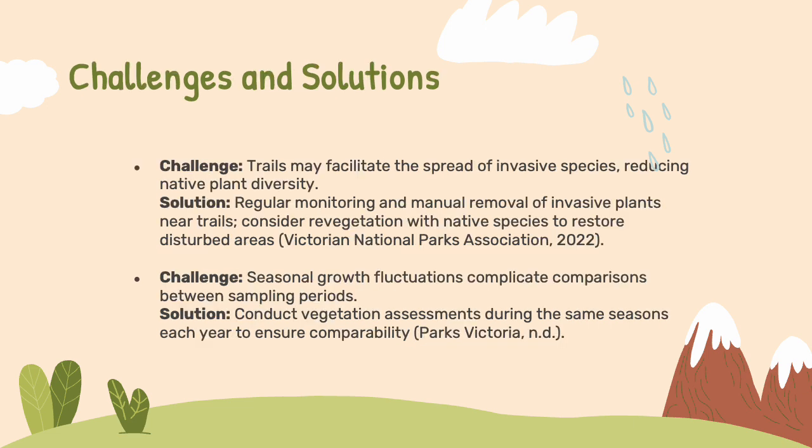So, the challenges we may face are that trails may facilitate the spread of invasive species, which then reduces native plant diversity. So, a solution for that would be regular monitoring and manual removal of invasive plants near the trails and consider revegetation with native species to restore disturbed areas. Another challenge would be seasonal growth fluctuations complicate comparisons between sampling periods. So, our solution for this would be to conduct vegetation assessments during the same season each year to ensure comparability.